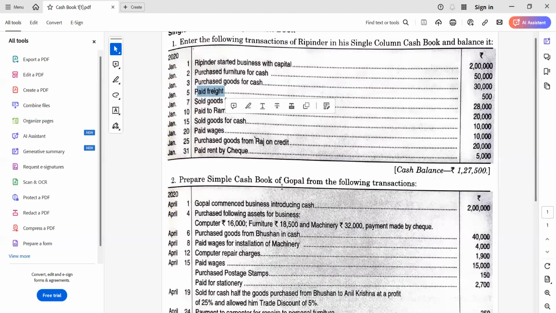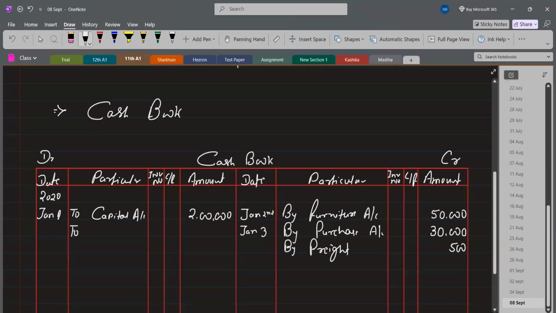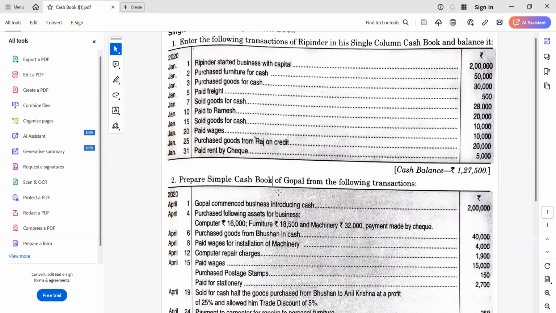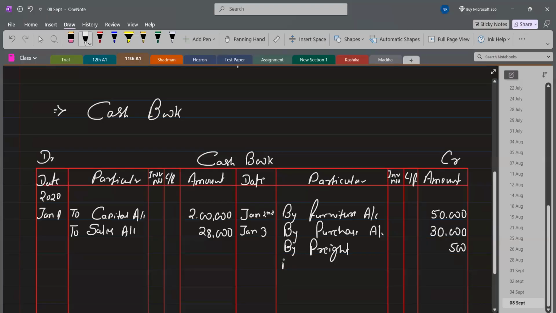After that, sold goods for cash 28,000. Now, sold goods means cash is coming. So to sales account 28,000. Paid 20,000 to Ramesh means cash is going. So you have to see this only, and you can easily solve it. By Ramesh account.